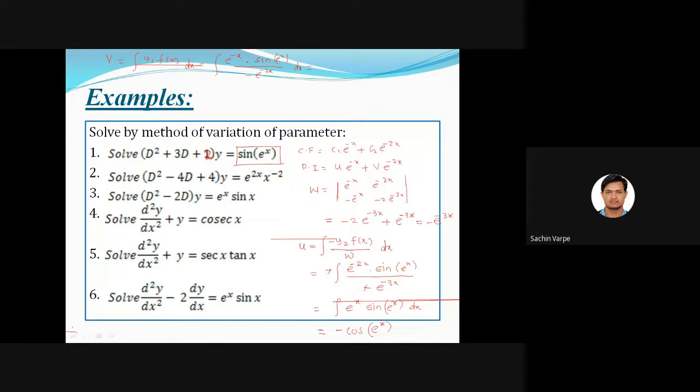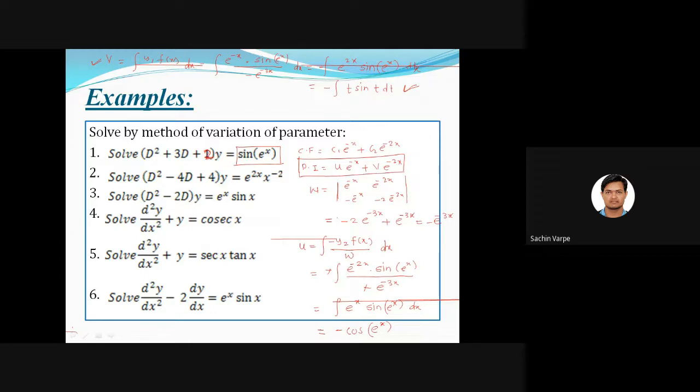So that is integration of, minus sign will be outside, e to the power 2x, right? It is e to the power 2x into sine of e to the power x. And when we substitute e raised to x equal to t, e raised to x dx will be dt. So that will be minus integration of t sine t dt. Right? So we can calculate its integration with the help of integration by parts, and then we will get the value of v. We substitute the values of u and v into the particular integral. That will be our final particular integral.